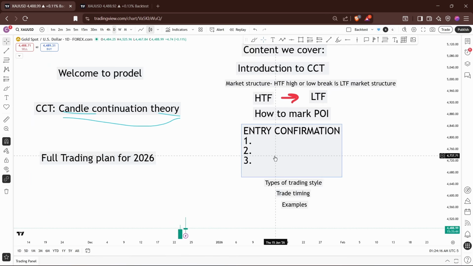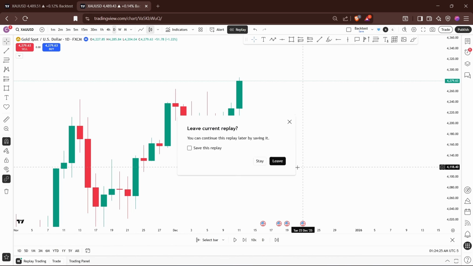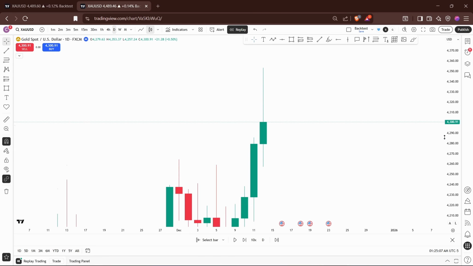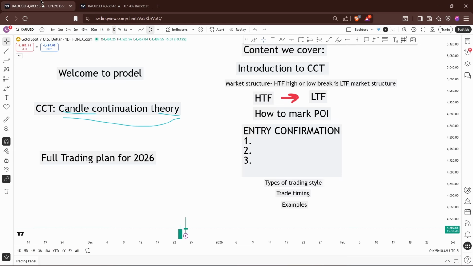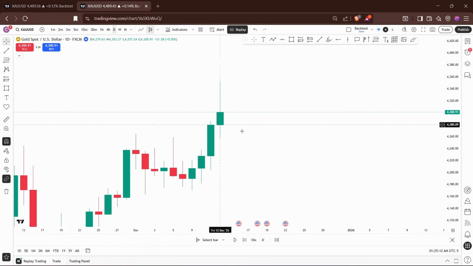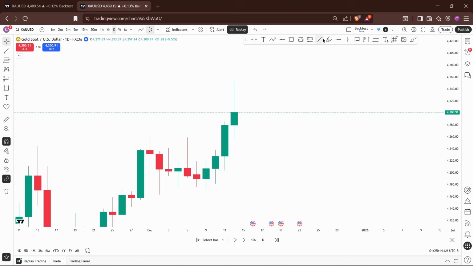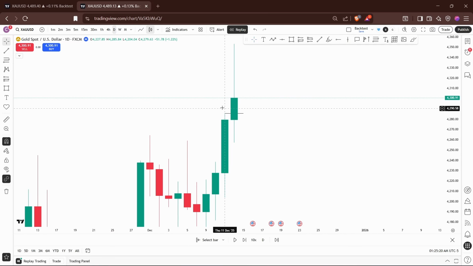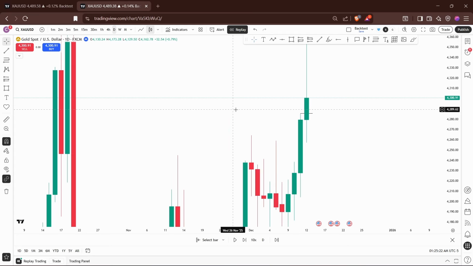Let's see the entry confirmations. There are mainly 3 entry confirmations. Let's see the example here. This is a trade that I took recently, and we will see the 3 types of entry confirmations in this trade. This candle high is broken by this green candle. If you look at the left side, there is no fresh high which is broken by this candle.